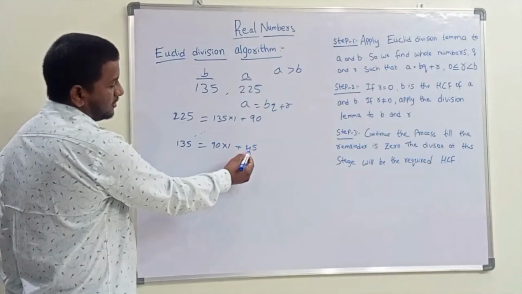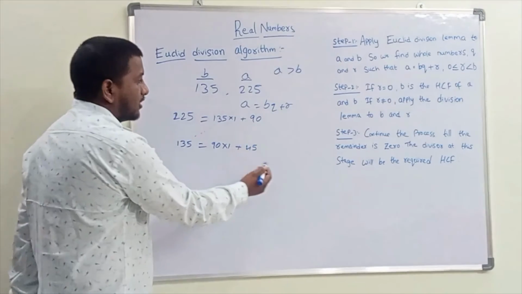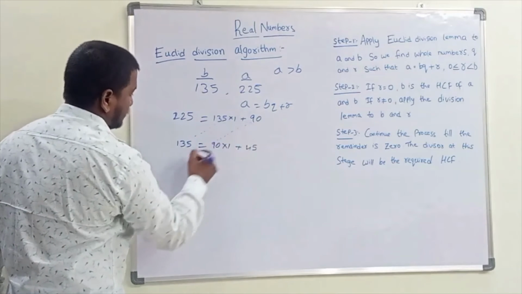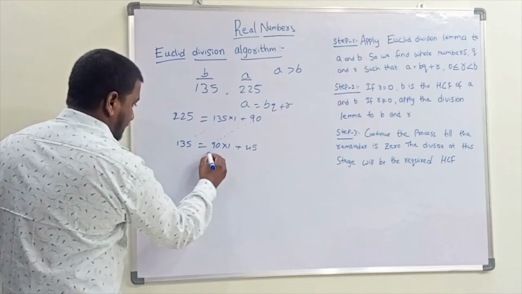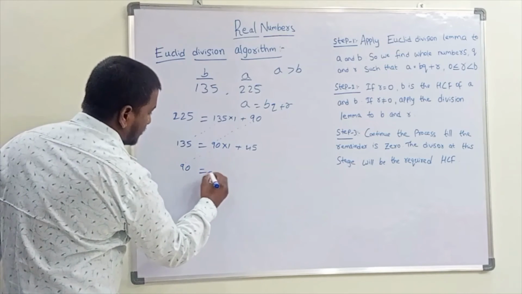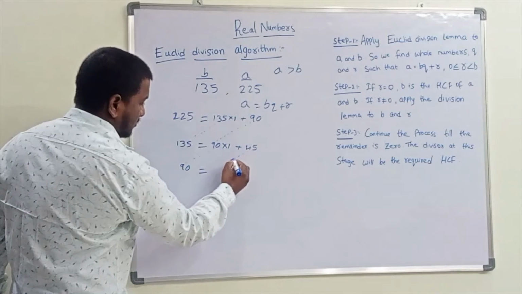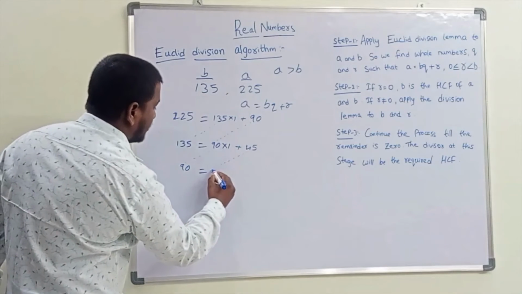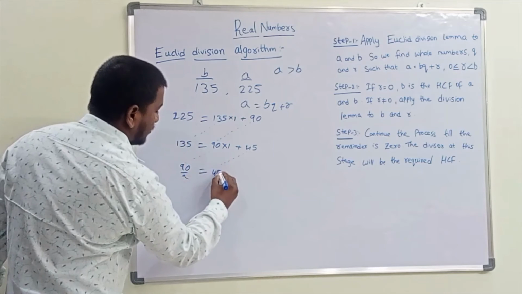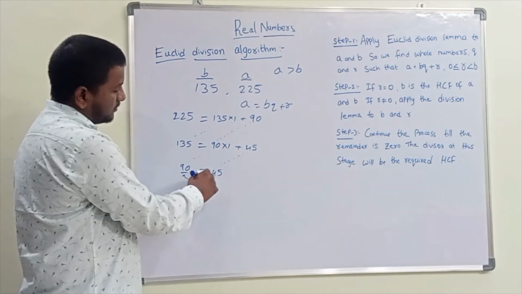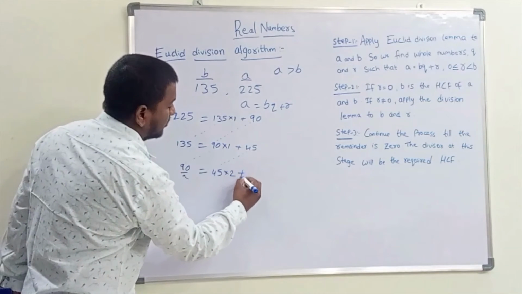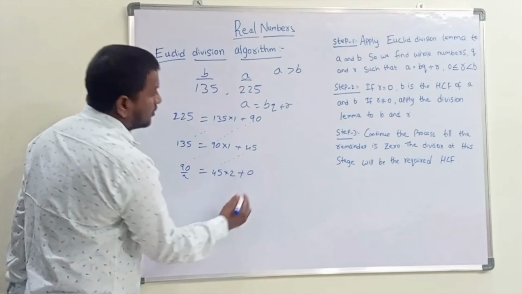Is the remainder 0? No, it is not equal to 0. So again we continue the same process. Again this b will become a in the next step, and whatever r is here will now become the b value. So this will become a and this will become b. So 45, how many times can I divide it? 2 times. 45 twos are 90. So now the remainder is what? The remainder is 0.